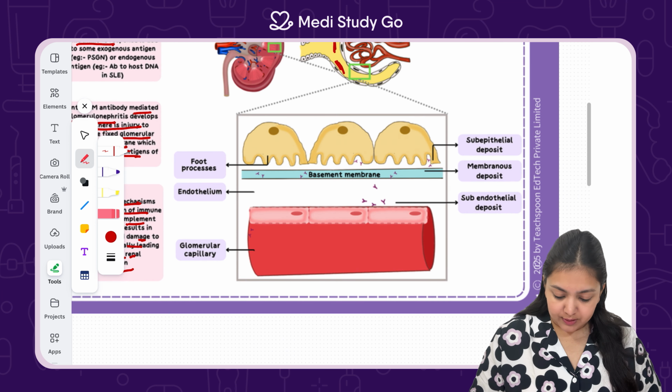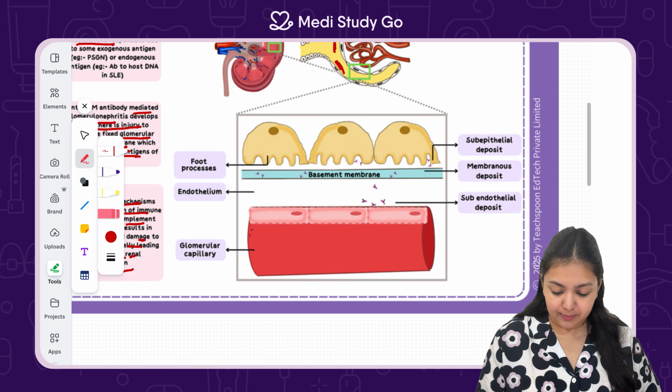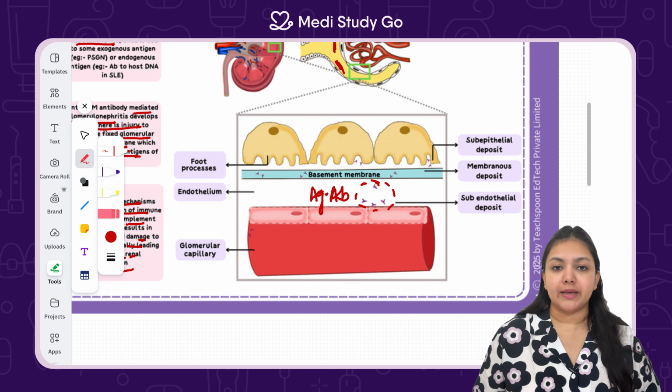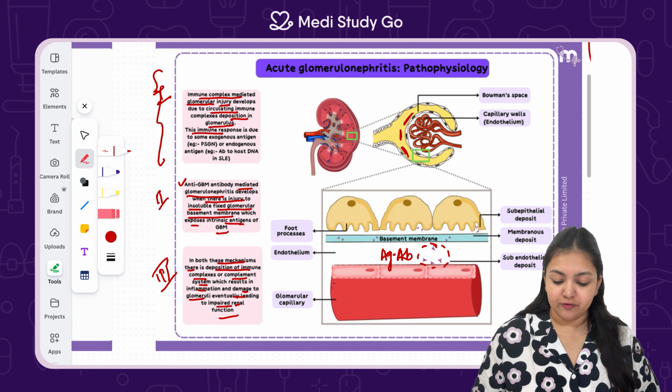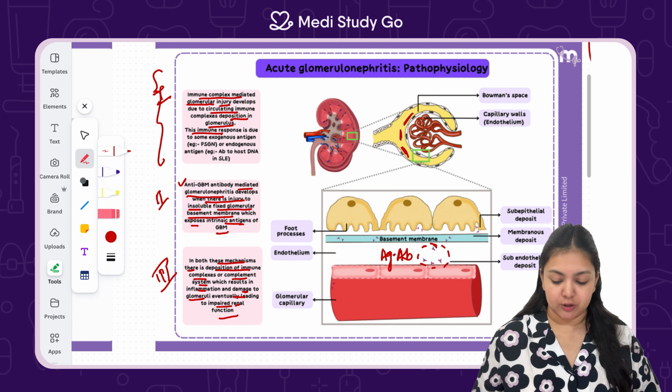As you can see over here, the foot processes of the glomerulus part can get hampered and defected, and this is the basement membrane, and here the deposits can happen, which are the antibody and the antigen complexes. This leads to glomerulonephritis. Once we know the pathophysiology of a disease, we need to know what are its clinical features and how the disease is presenting in a patient.